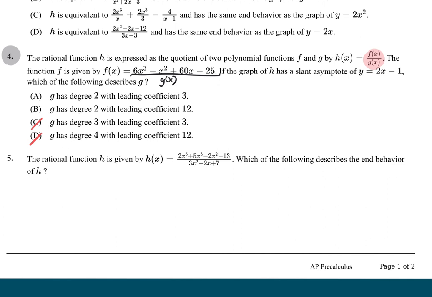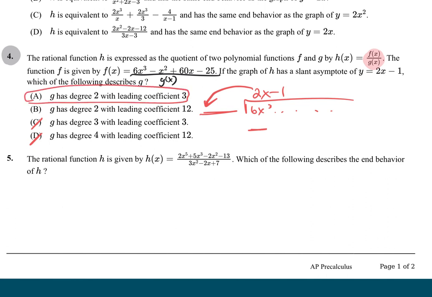Okay. Now it says it has a leading coefficient. So if I were to put out here 6, if it was just 6x to the third and so on, and I had something out here, what would result in a 2x minus 1? What would I have to multiply 2 by to get to 6? 3. That's where your leading coefficient comes into play. So A should have been the answer there, okay?